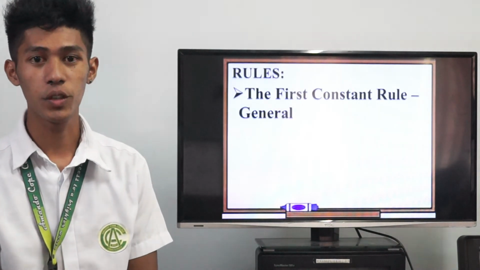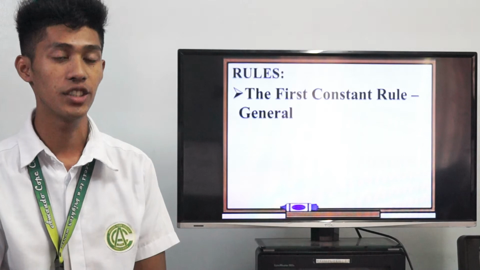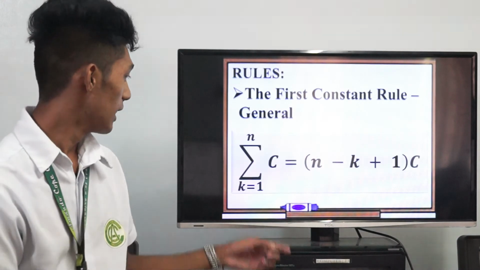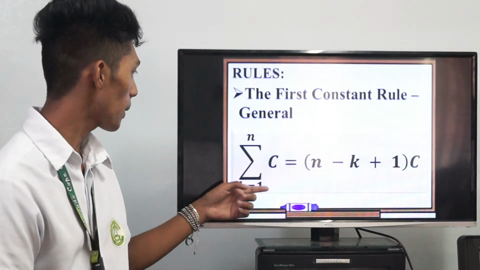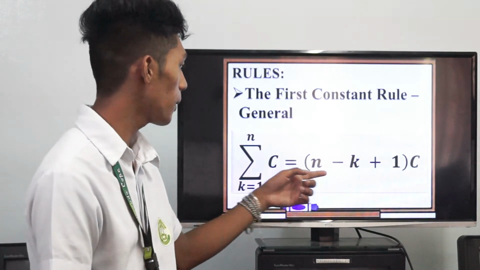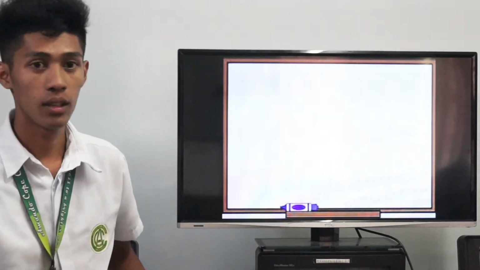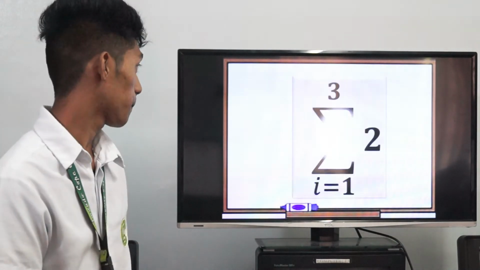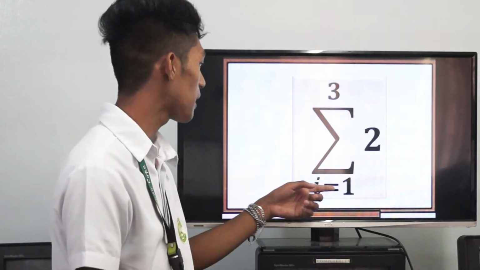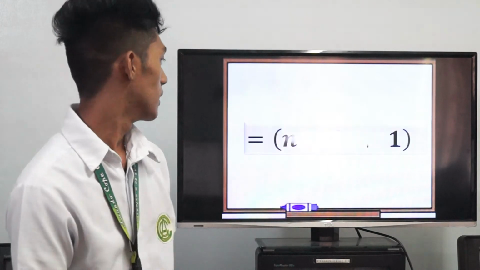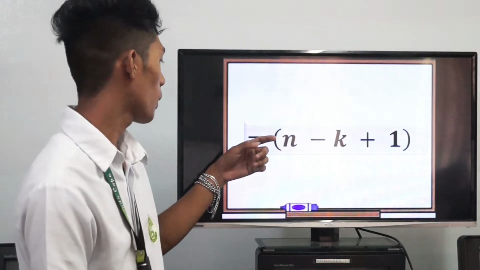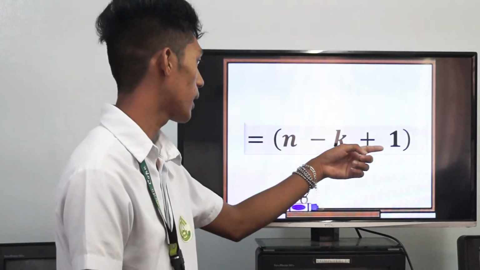The first rule of the summation is the first constant rule in general form. The summation of C, where k runs from 1 to n, is equal to the quantity n minus k plus 1 times the constant. Let's take this as an example. The summation of 2, where i runs from 1 to 3, is equal to the quantity n minus k plus 1 times the constant.